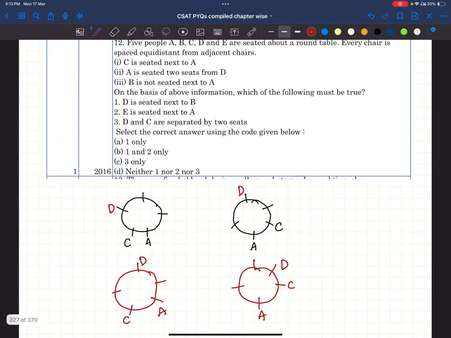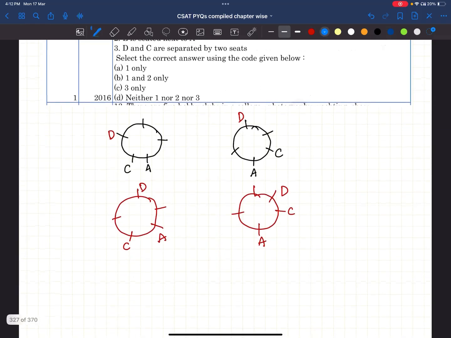Now, what is the third statement? B is not seated next to A. That means B is seated here. Here B is not seated next to A, so B is seated here. Here also, B is seated here.